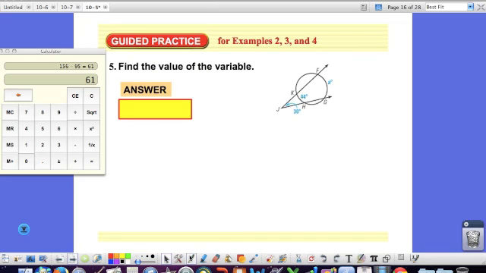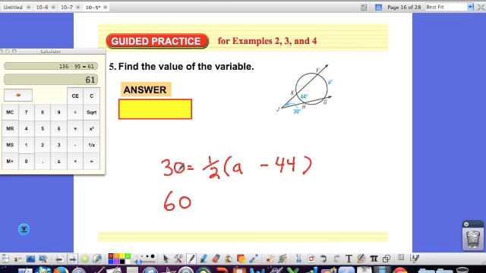For the next problem, I want to find A, which is the measure of arc FG. Since these are two secants that intersect outside of the circle, I know that 30 degrees is going to be equal to 1/2 of the difference of the arcs. So 1/2 of A minus 44 is equal to 30. I'm going to multiply both sides by 2.